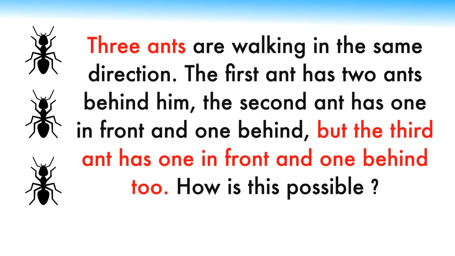Three ants are walking in the same direction. The first ant has 2 ants behind him, the second ant has 1 in front and 1 behind. But the third ant has 1 in front and 1 behind too. How is this possible?